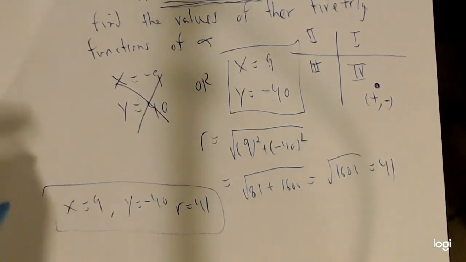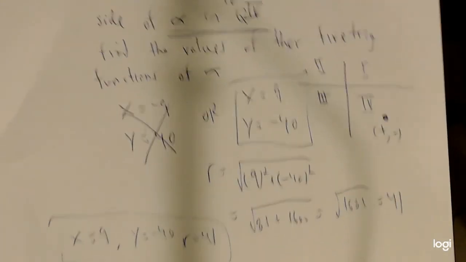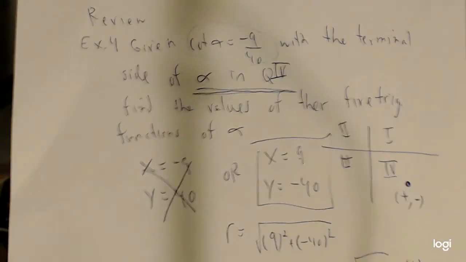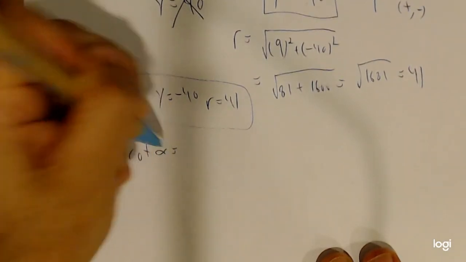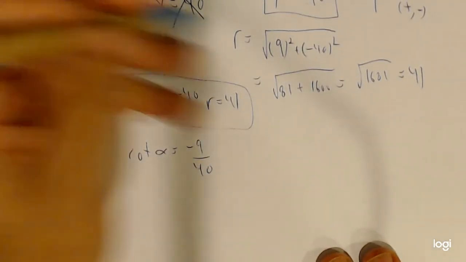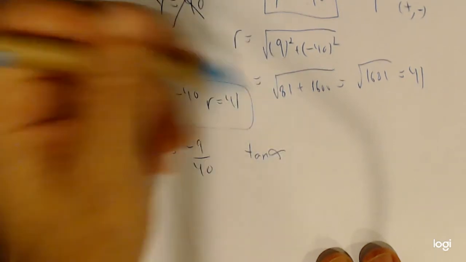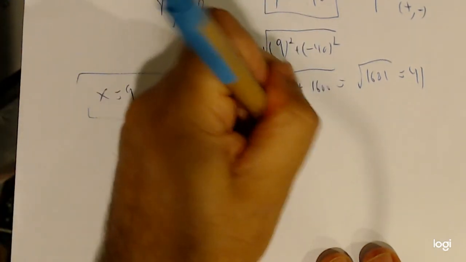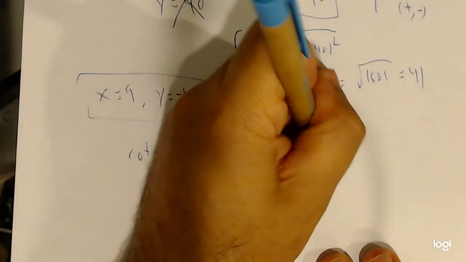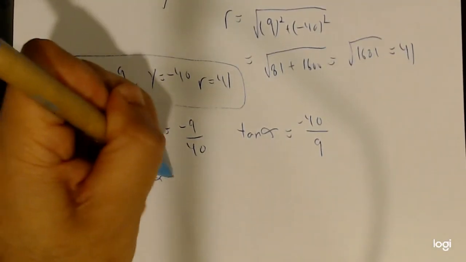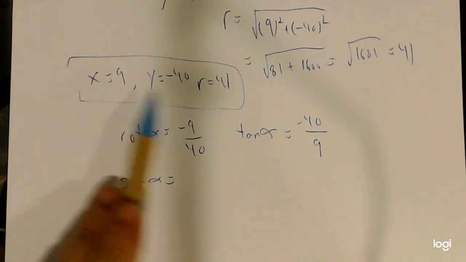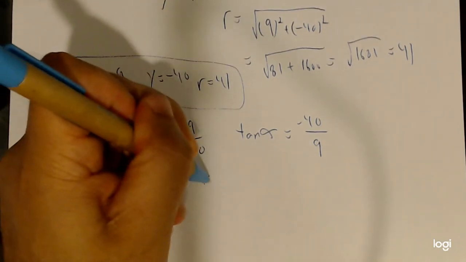Okay, so now let's find the other 5 values. Well, the easy one is what? We know that cotangent of alpha is negative 9 over 40. Well, then we know that tangent of alpha, which is just the reciprocal of cotangent, will be negative 40 over 9. Okay, now let's find sine of alpha. What's sine of alpha? By definition, that's y over r, which is negative 40 over 41.